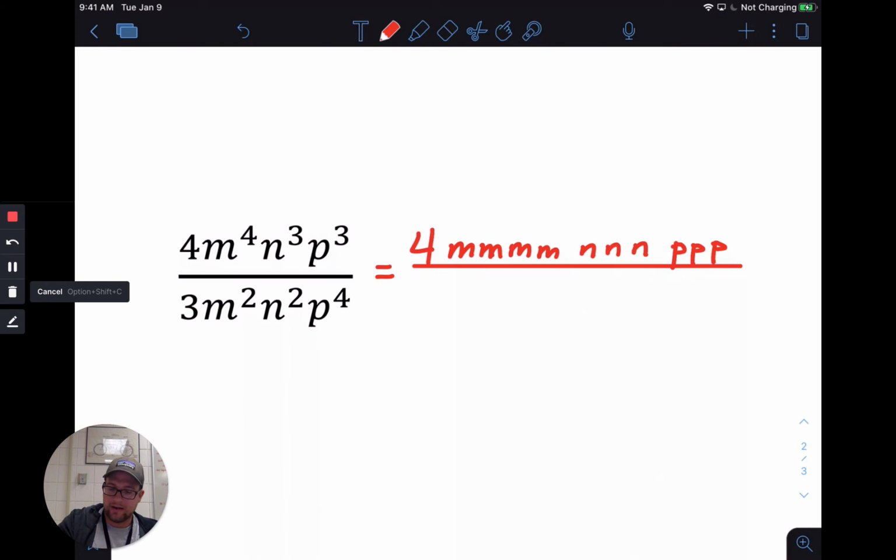Underneath that, the 3 is just going to sit out front. And then we have m to the second, so 2 m's. We have n to the second, 2 n's. And we have p to the fourth.